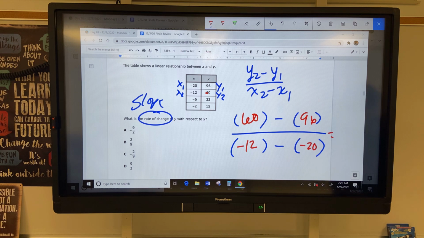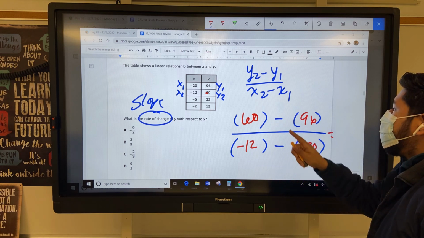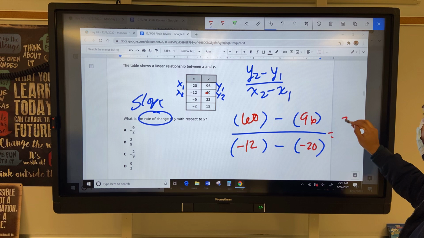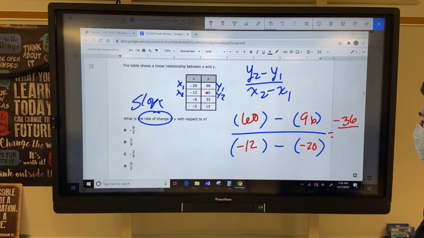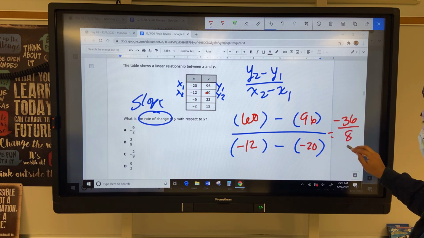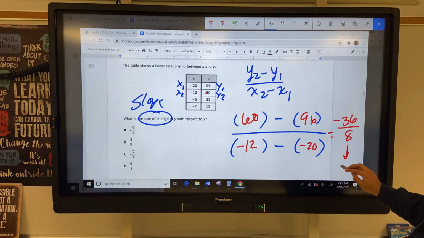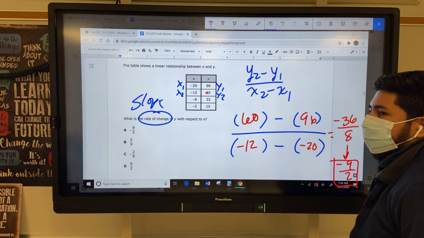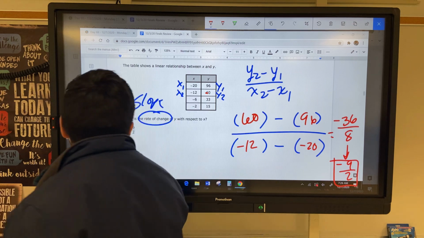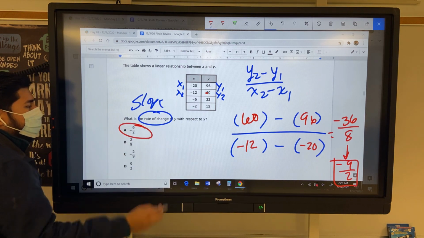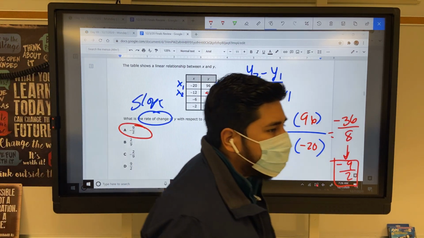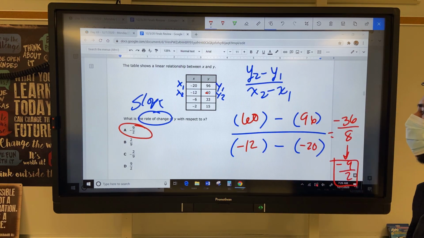And we put it into the calculator. 60 minus 96, negative 36, over positive 8. That reduces to what? 4. So it's negative 9 over 2. Calculator, use NumWorks. Use your NumWorks calculator. It'll help you big time. NumWorks calculator. All right.